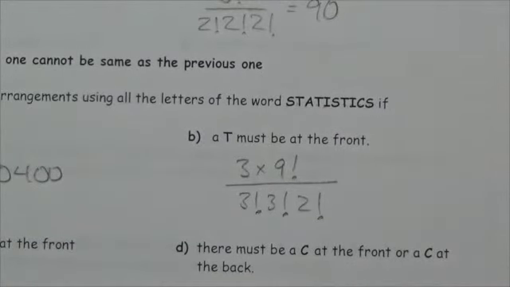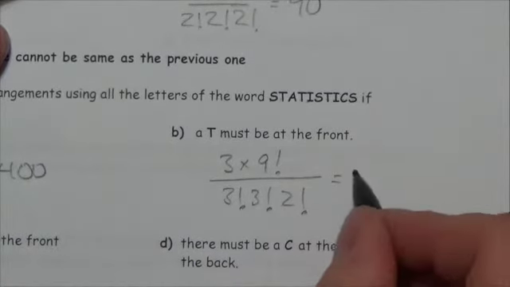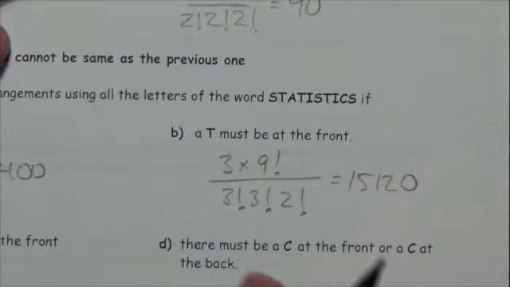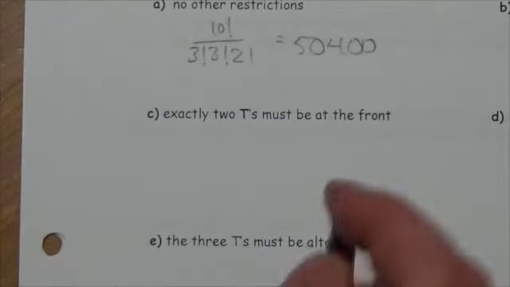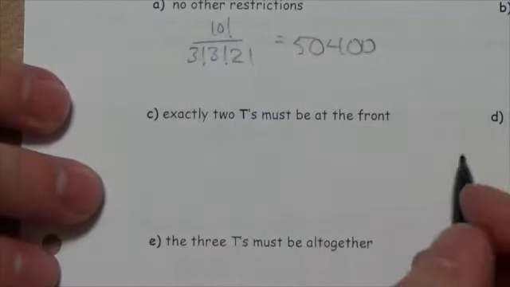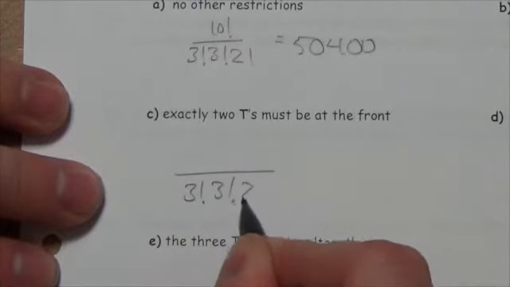Okay. So what we'll do is I'll go to my calculator here and I will enter that in. 3 times 9 factorial all over the repetition there, and that actually cuts down my number of options here to 15,120. Still quite big, but substantially smaller than that 50,000 that we had with no restrictions. Now let's take a look. Exactly 2 T's must be in the front. Still, I'm going to divide by 3 factorial, 3 factorial, 2 factorial.